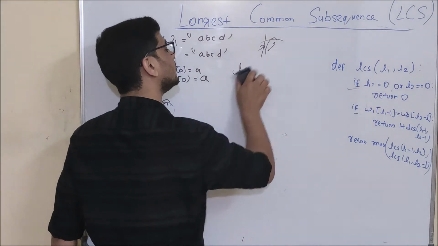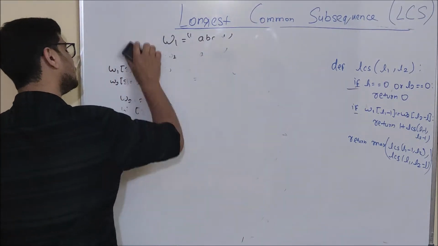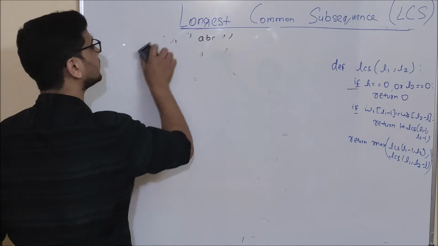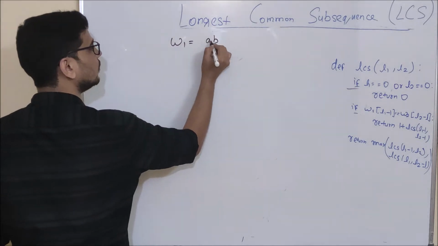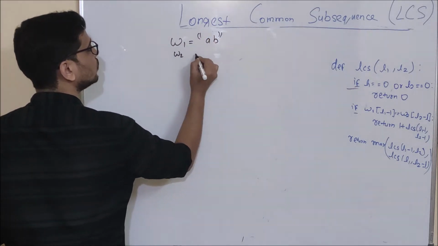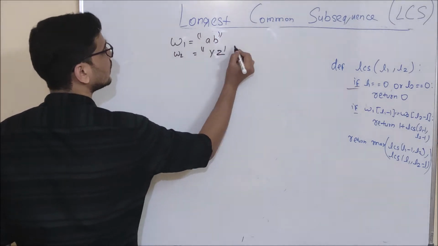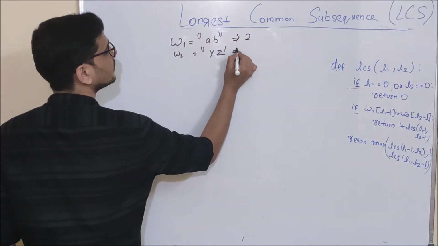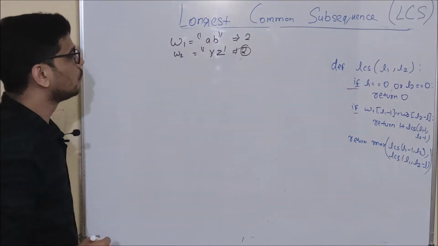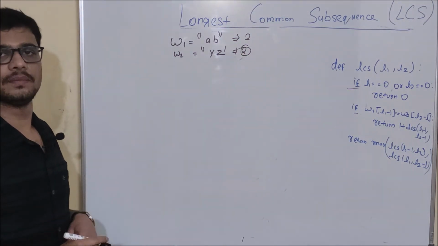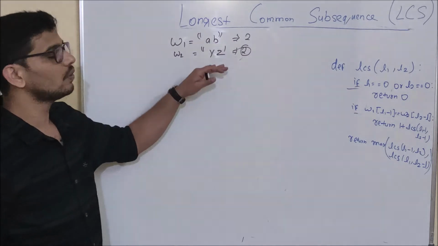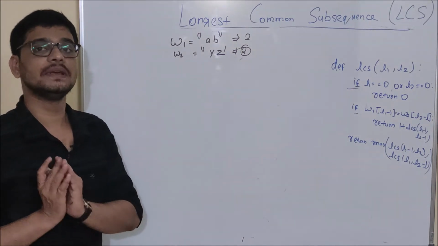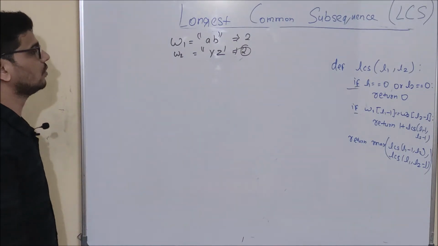Now let's check a case when the strings do not have any character in common, that is, LCS is 0. Let's take an example of two strings, W1 equal to AB and W2 equal to YZ. Here the length will be 2 and here the length will also be 2. Why am I taking this small example? Because it will make our explanation easier, and second, even for length equal to 2, the tree will be used.